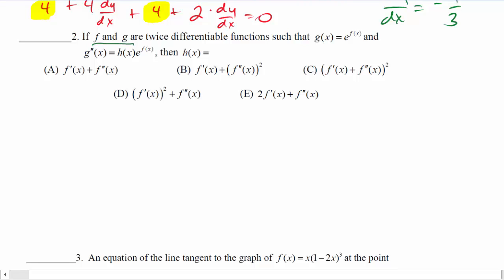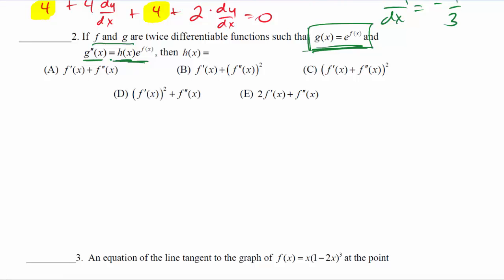Also a no calculator question. If f and g are twice differentiable functions such that g of x is equal to e to the power of f of x. As soon as I see this, something should go off in my head saying there's probably going to be some chain rule involved. Then it's asking g double prime, so the second derivative of g, is equal to some function h of x, which I don't know what it is, times e to the power of f of x. Then, what is that h of x?